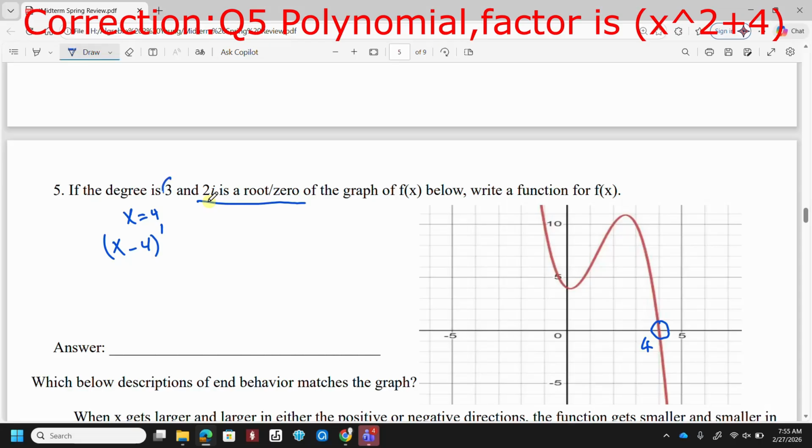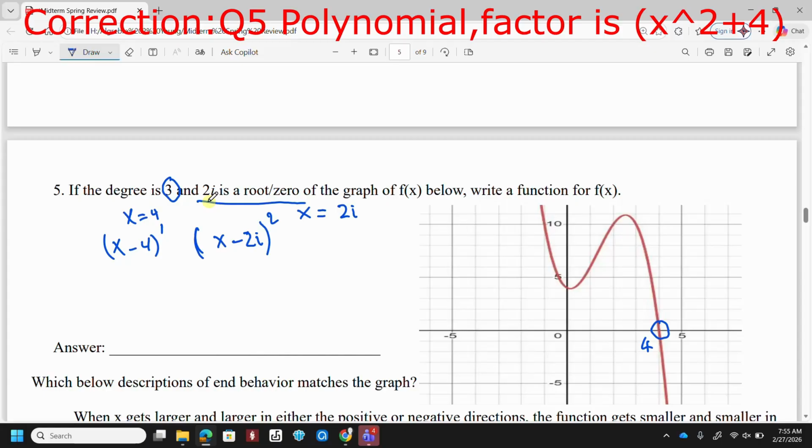So we have to have the degree of 3, so we can write down the x. We have to know that this is going to be x equal to 2i. Start from there. Then we're going to have x minus 2i, and then multiplicity of 2. So we can do it like this. That is the thought process.